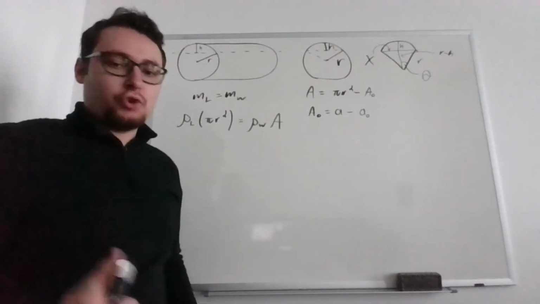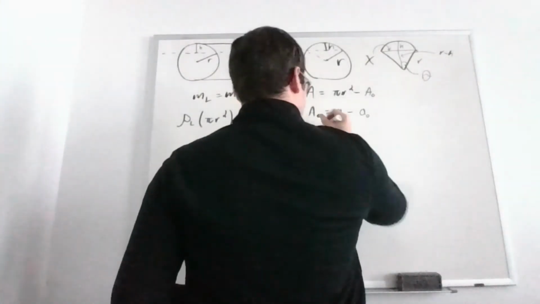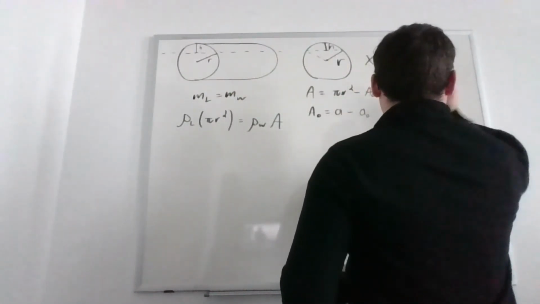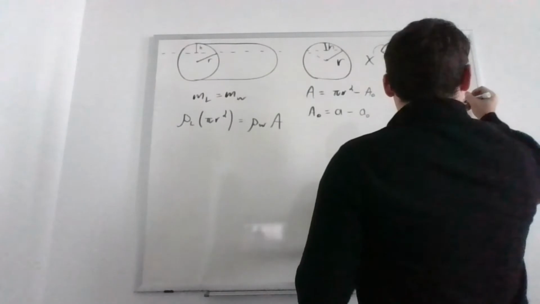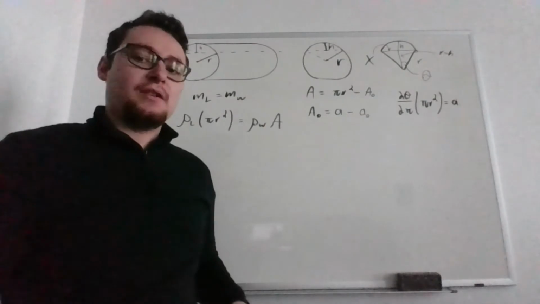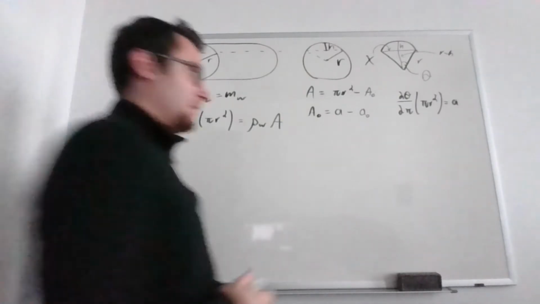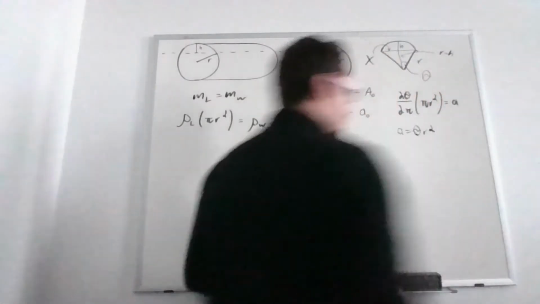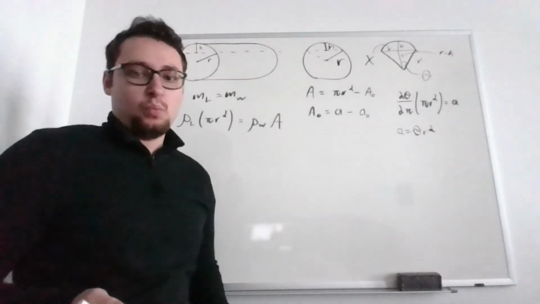So how do we get that whole cone or slice of pie? Well, it's actually quite easy. So a is equal to 2 theta over 2 pi times pi r squared. Now this can be simplified a bit, and I'll do that for you real quick. A is equal to theta r squared. But now the question comes in, what is theta?